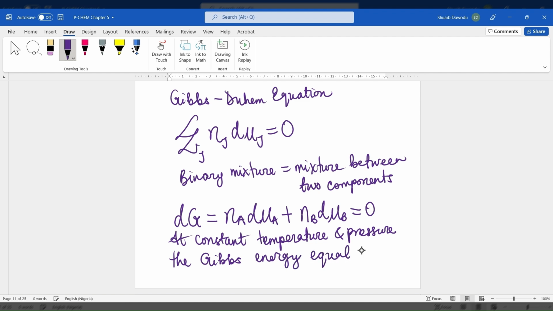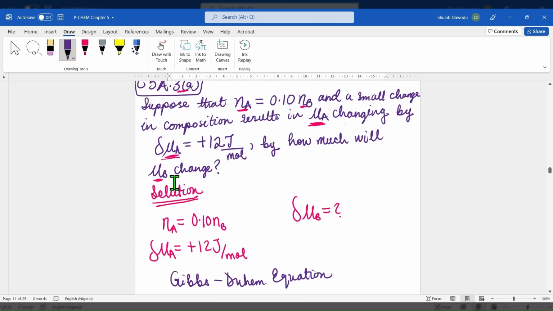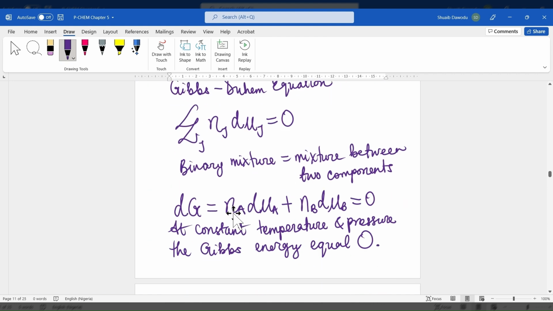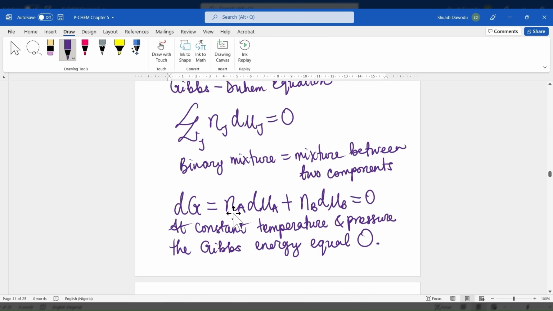And now I'm going to be wondering, okay, how do we know that this is a constant temperature and pressure question? Well, we're going to assume that that's what's going on in the mixture, because they did not tell us that the temperature changes or the pressure changes. So since the pressure remains the same and the temperature remains the same in this mixture, the change in Gibbs energy is going to be equal to 0. So basically, there is no change in Gibbs energy.